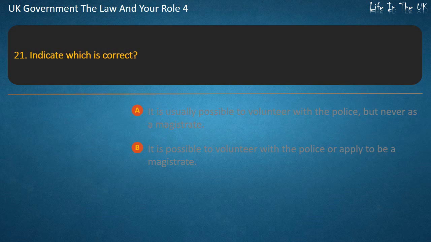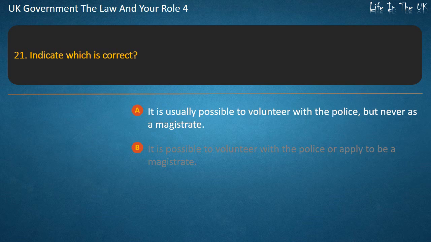Question 21. Indicate which is correct. It is usually possible to volunteer with the police, but never as a magistrate. It is possible to volunteer with the police or apply to be a magistrate. Answer. It is possible to volunteer with the police or apply to be a magistrate.